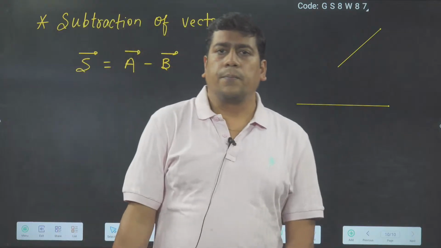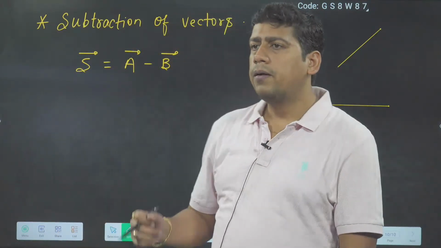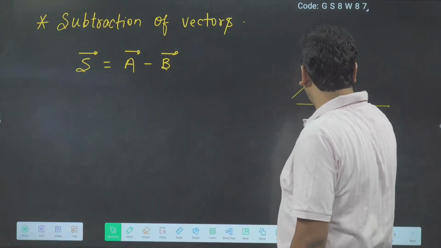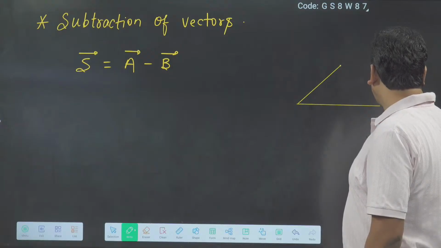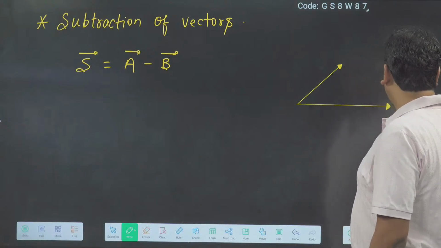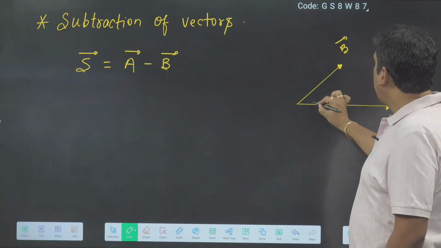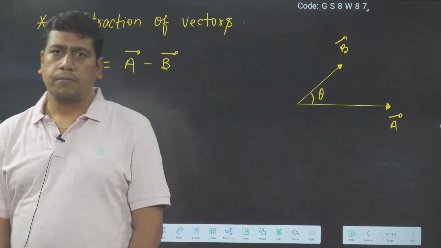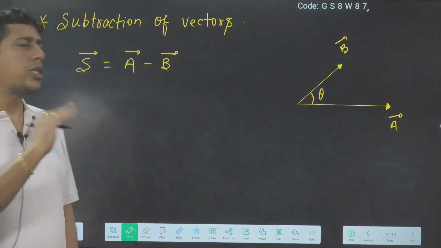But this time, we don't have to add. We are supposed to subtract them. Okay? So, first of all, join them like this, tail to tail as per parallelogram rule or law. This is A vector. This one is B vector. Angle between A vector and B vector is theta. And we are supposed to subtract them.